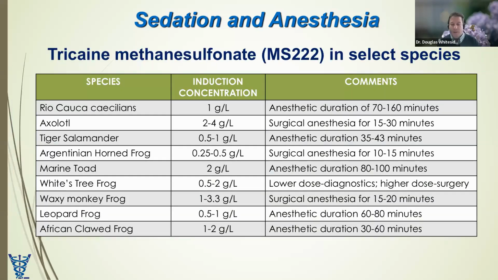And so if we look at some of the studies that have been done and some of the work that we've done in our zoo over the years, for example, you can see here the range in terms of MS-222 is really dependent on the species. In Rheococcus siciliens, for example, 1 gram per liter gave us an anesthetic duration of 70 to 160 minutes.